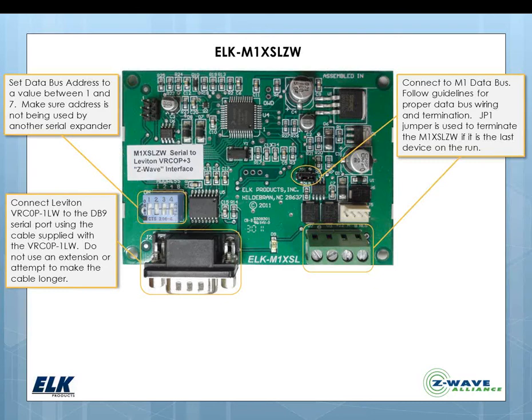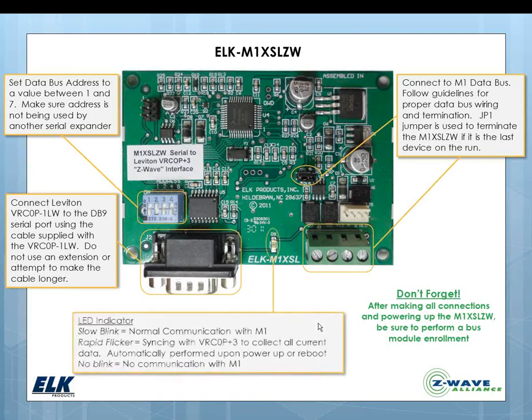And we have our DB9 connector, which is where the VRC0P is going to connect. There is a cable supplied with the VRC0P that you're going to use to make this connection. You should not try to make that cable any longer. The length that it comes is the specified length. You don't want to try to make it any longer. If you do, things are not going to work correctly, so just work with the cable that it comes with. Once you've made all these connections, then you can power up the system, and you need to be sure to do a bus module enrollment to pick up this device so that the M1 knows it's there.